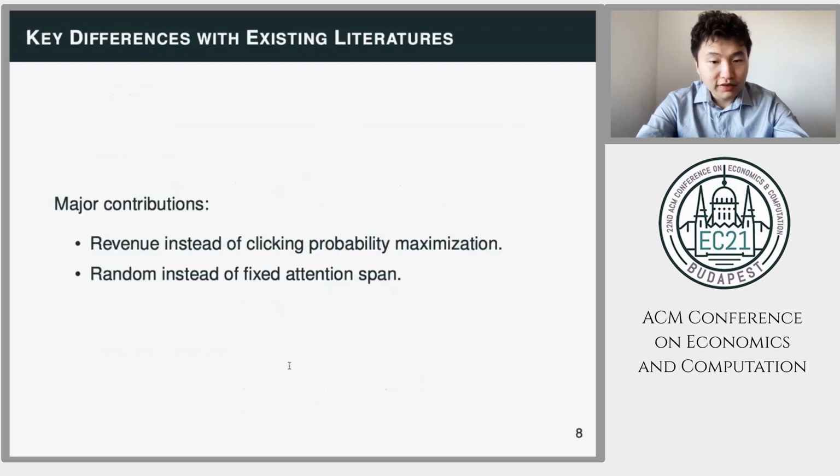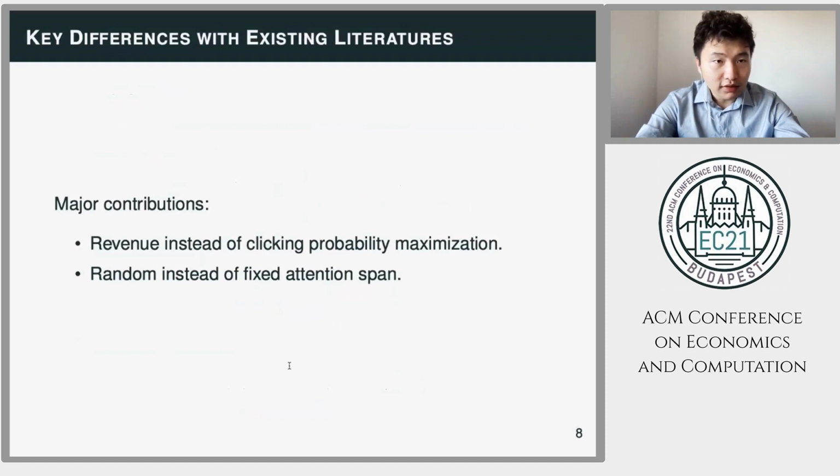Then, let me briefly compare our model with existing ones. Our model differs from existing models in the following perspectives. First of all, our model aims at maximizing the revenue instead of clicking probability. In the case of maximizing clicking probability, the optimal solution can be obtained by selecting the ones with highest clicking probabilities. However, things are more complicated in our model because the revenue is also involved.